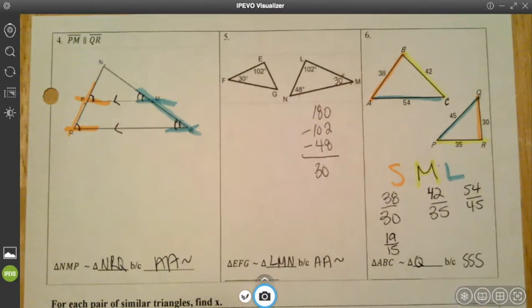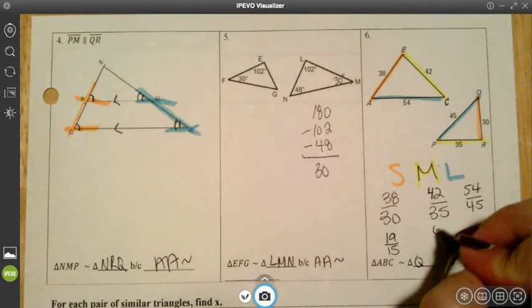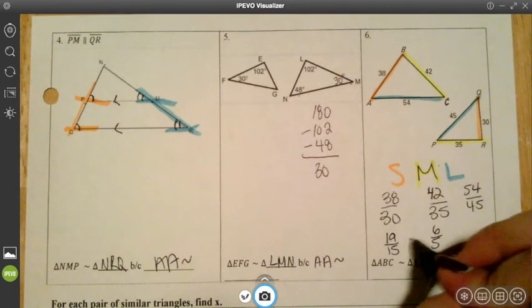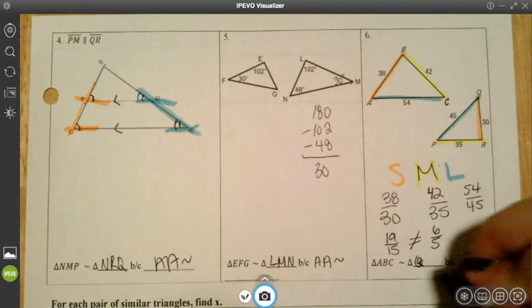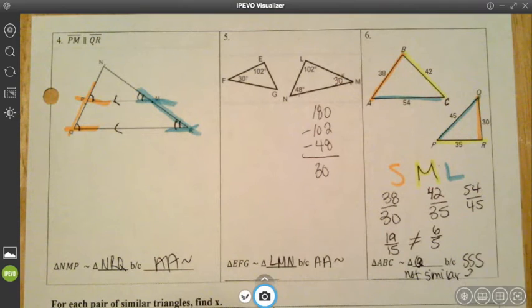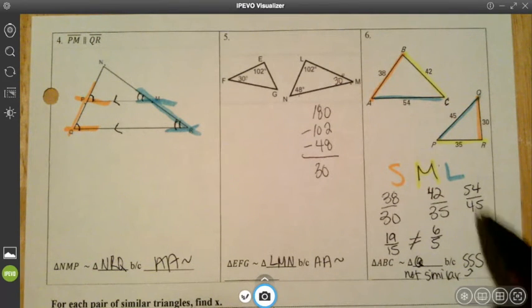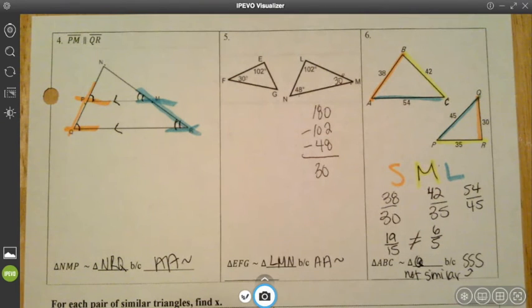42 over 35 reduces to 6/5. These are not the same. And therefore, these are not similar because of side, side, side. Okay, I don't have to check the third one because as soon as two of them don't have the same ratio, it doesn't matter if the third matches one of them, they can't be similar.